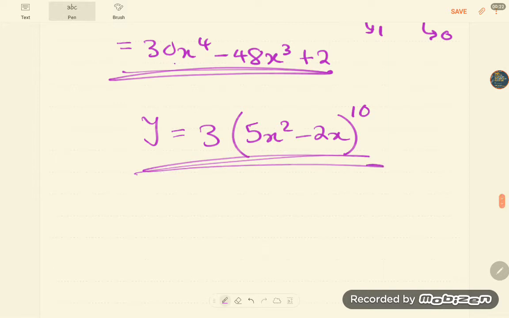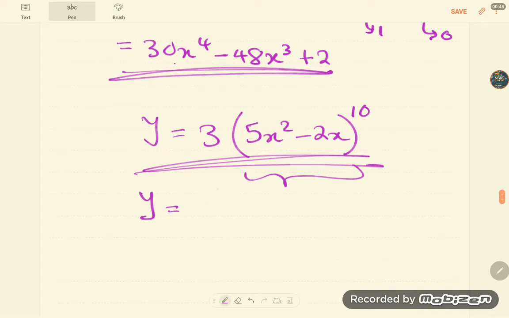One of the best ways you can do this is to expand this first, using whatever methods, and then take the result and differentiate it. And this could be a very long approach. There's a simpler way to deal with this. So what I tend to do is rewrite this as a general form.